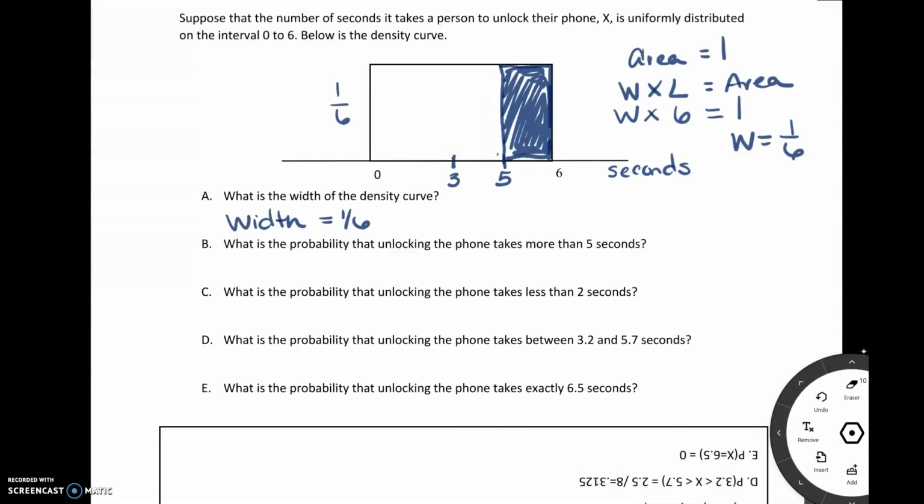Well, notice that the width of this shaded rectangle is 1/6 because it's the same as the overall, but the length for this one is going to be equal to 1 because it's the distance from 5 to 6. So this tells me the probability that x is greater than 5 is equal to 1/6 times 1, which is equal to 1/6. Let's try the next one.